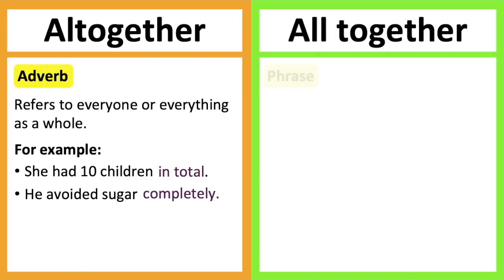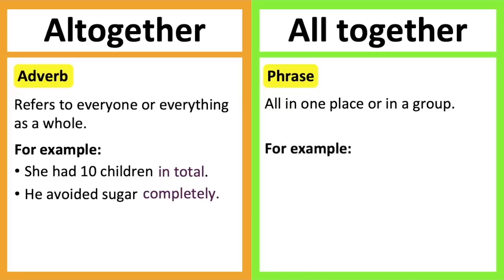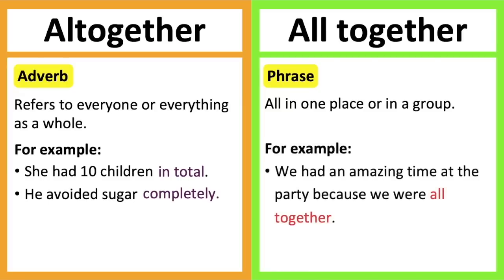All together is a phrase. It means all in one place or in a group at the same time. Essentially, it means when people or things are with each other. For example, we had an amazing time at the party because we were all together. Here I can also say we had an amazing time at the party because we were with each other.